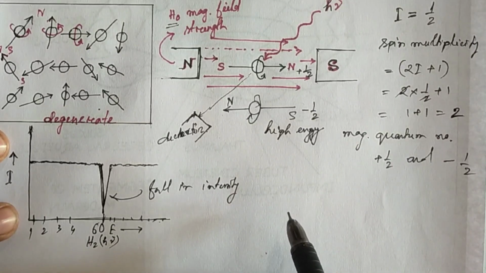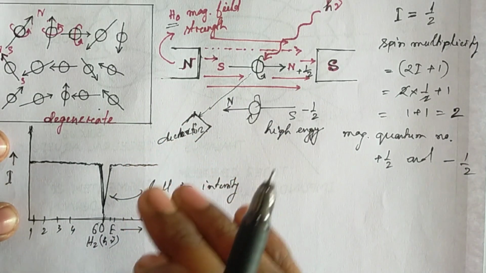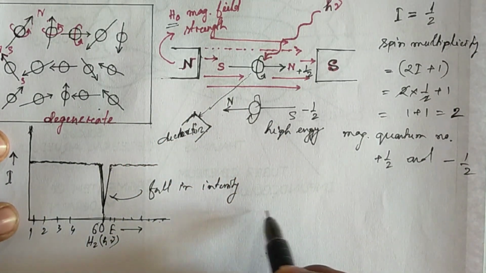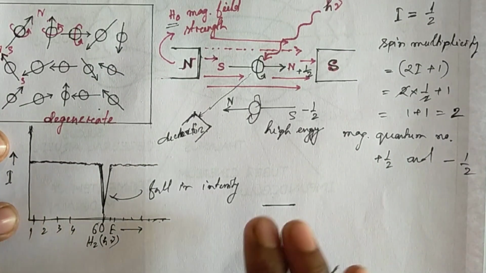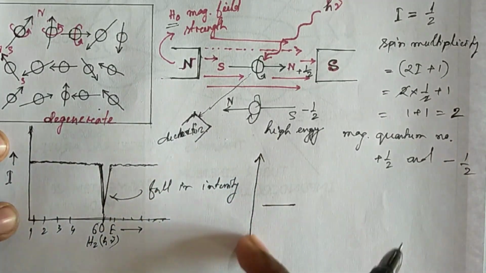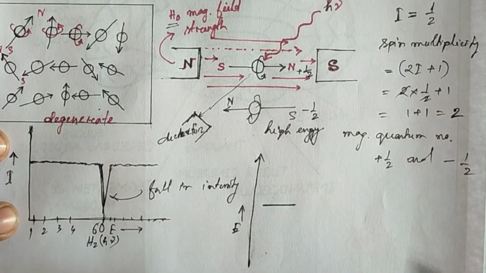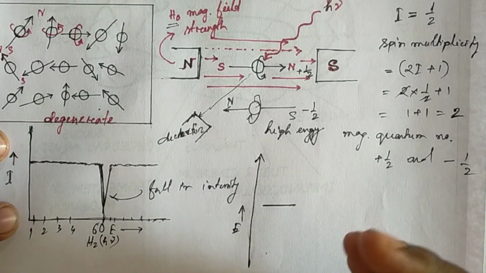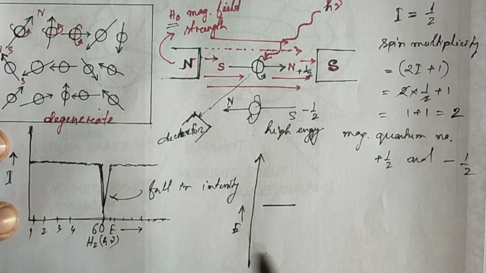Again, when the nucleus is in the degenerate state, that means where there is no external magnetic field, suppose the nucleus in the degenerate state will have some kind of energy. So this is the energy level. Suppose this is the energy level, and in this direction energy is increasing. This is a certain energy of the nucleus in the degenerate state.